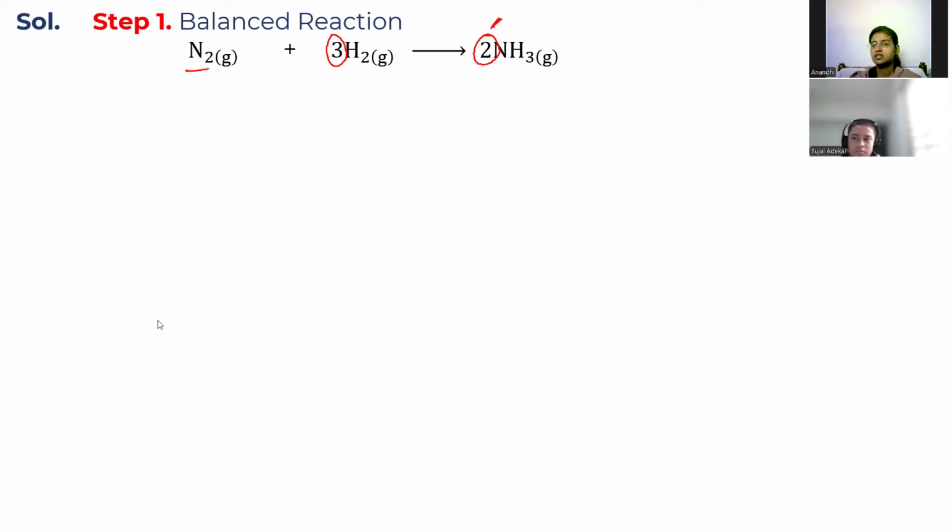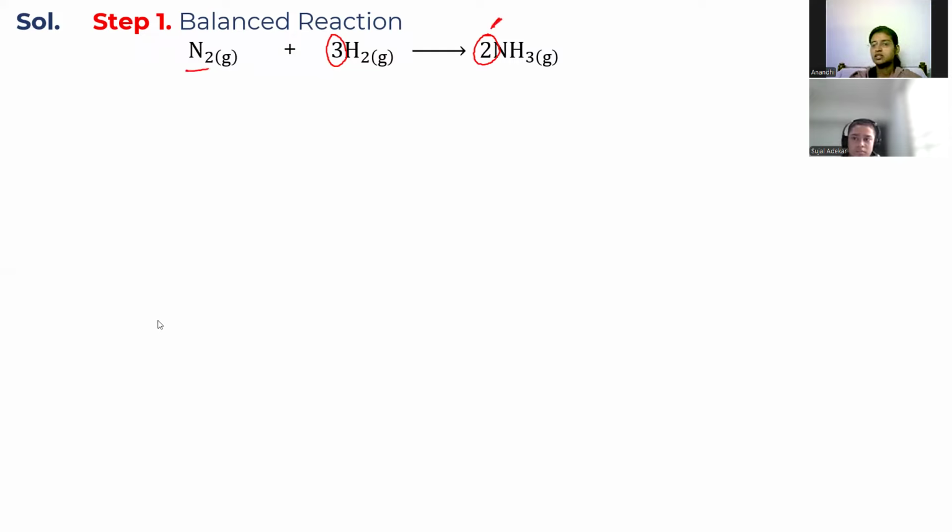This is one of the very important reactions which we will be using in many examples. Many reactions, many problems, and many lessons you will use this reaction. So you can memorize it also: N2 plus 3H2 giving 2NH3.